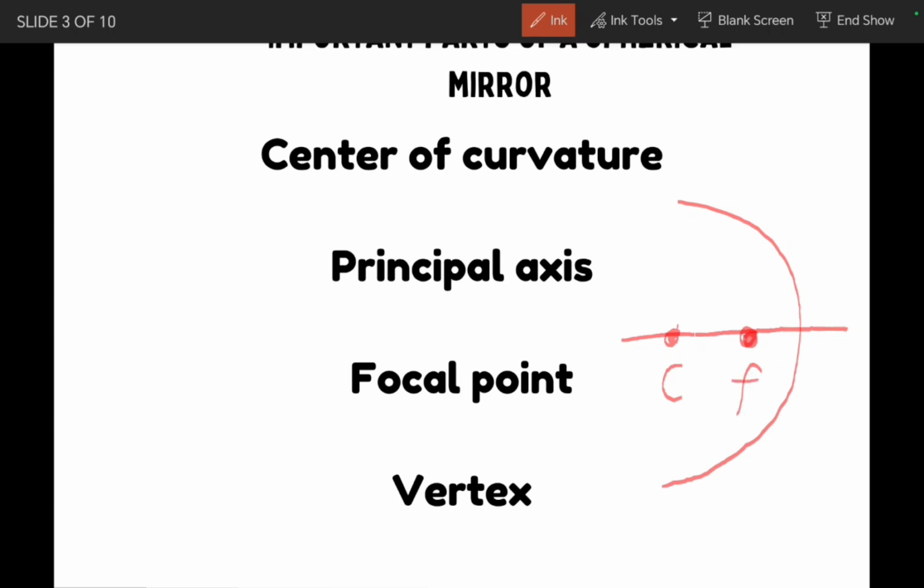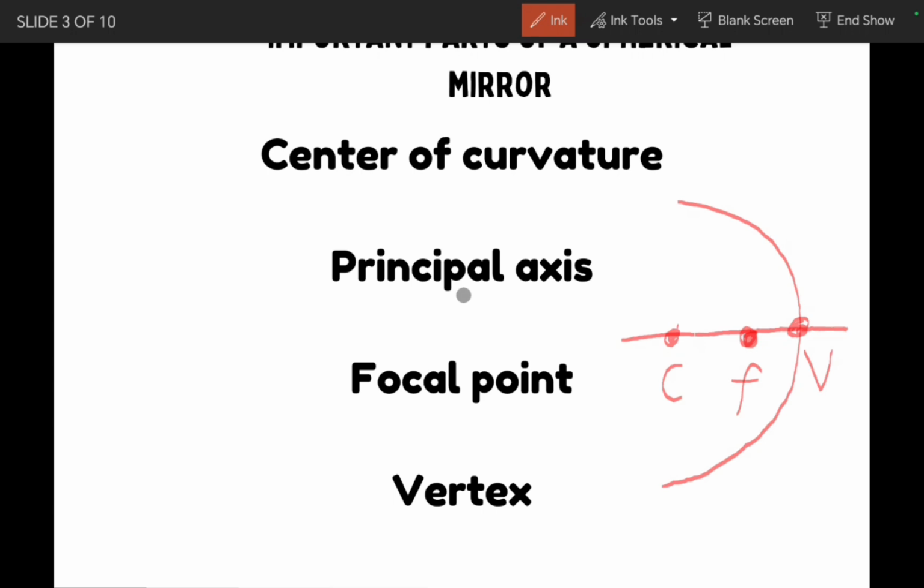And then we have the last one, which is the vertex. The vertex is the point on the mirror surface where the principal axis meets the mirror, and it is located here. Okay, so let's label that as P. So please do remember these special points because these are very important for the following activities that we're going to have. Okay, that is for concave mirror.